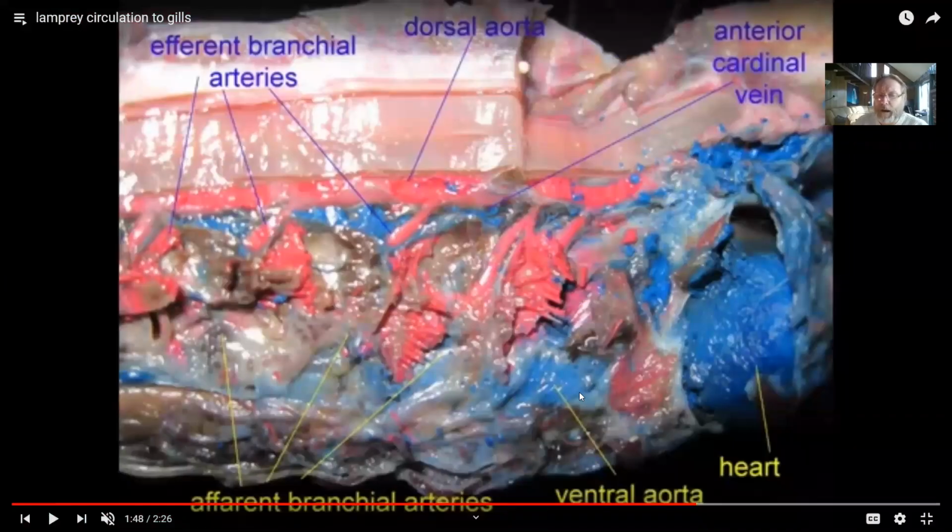If you were to look at a lamprey, here you can see that on the ventral side of the body, there is a ventral aorta. So here's the heart pumping blood into a ventral aorta, which is going towards the head to the left. And then there are these aortic arches, which have afferent branchial arteries carrying blue deoxygenated blood. And then there are capillaries where gas exchange occurs. Then efferent branchial arteries bring oxygenated blood to the dorsal aorta.